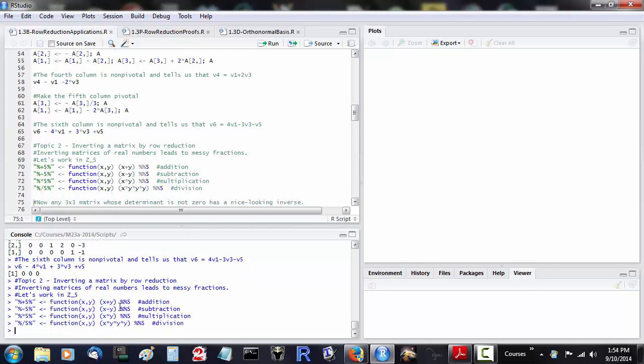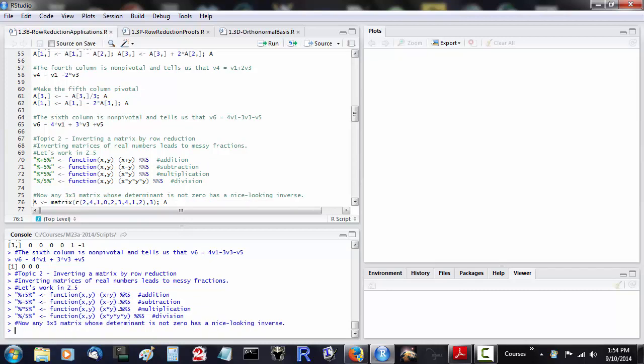I'm going to work in Z5 for the simple reason that ordinarily when I do row reduction with matrices of real numbers, fractions start showing up. R converts them to decimals, and it's kind of hard to visualize what's going on. In Z5, there are no fractions.